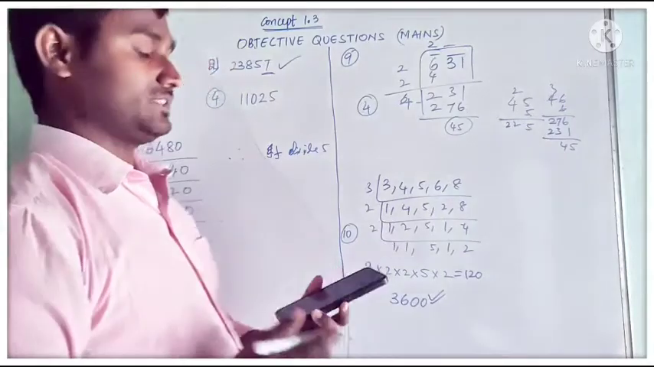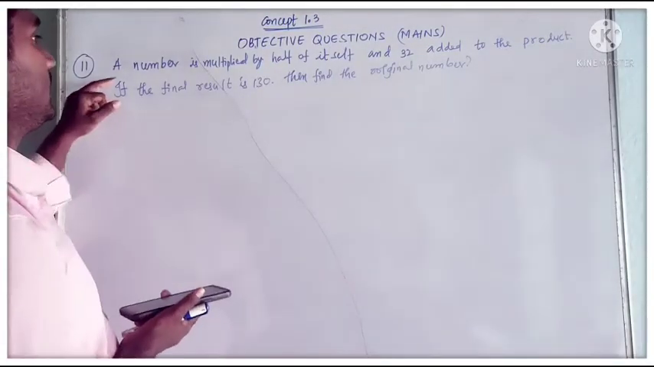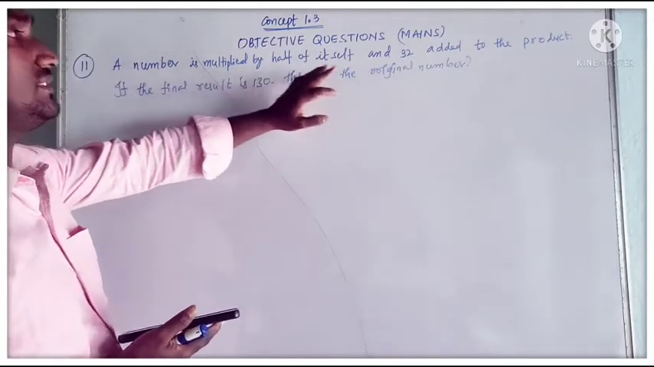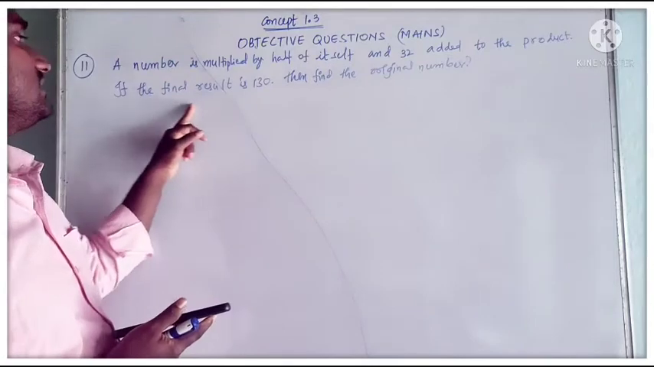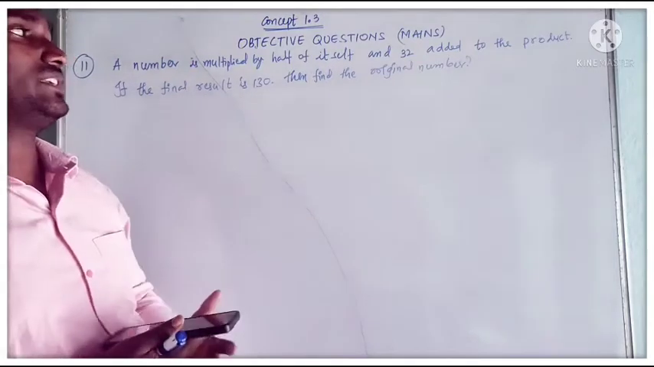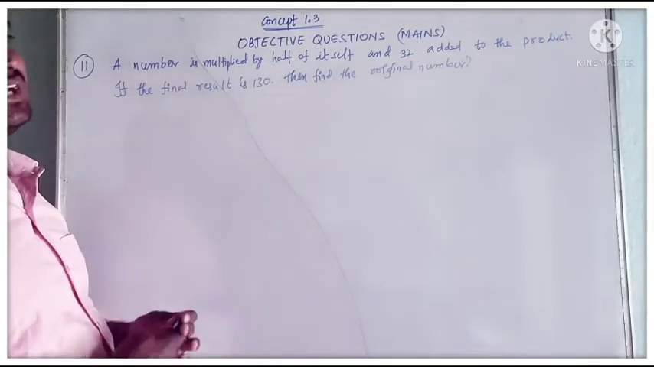Okay, next question. Now I am going to discuss the 11th question. A number is multiplied by half of itself and 32 is added to the product. The final result is 130. Then they are asking to find the original number. A number is multiplied by half of itself. The number we don't know.